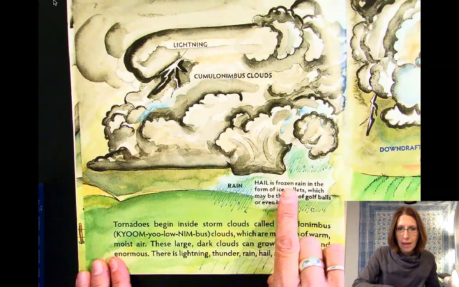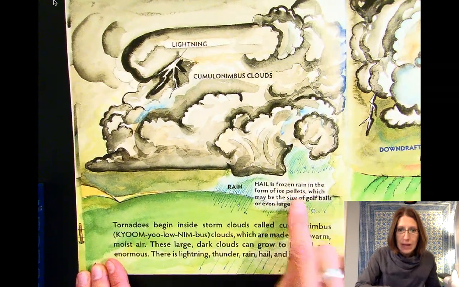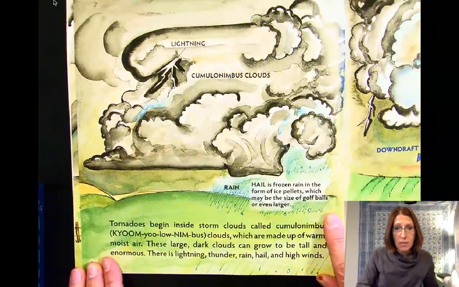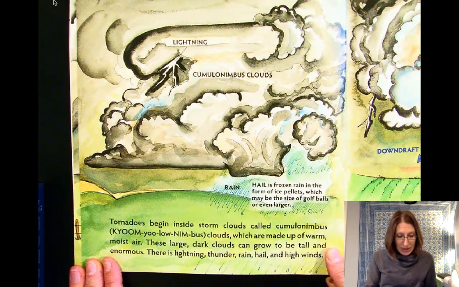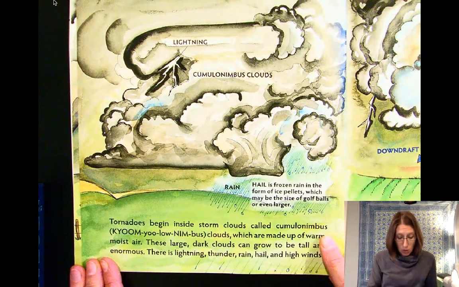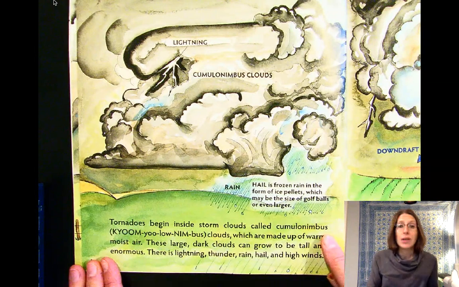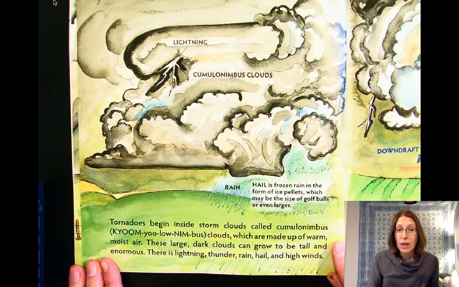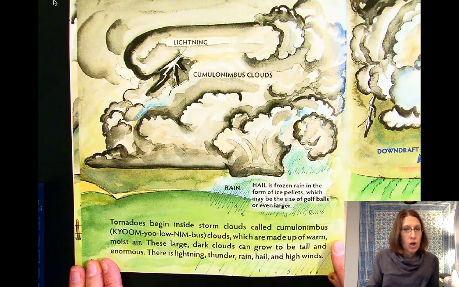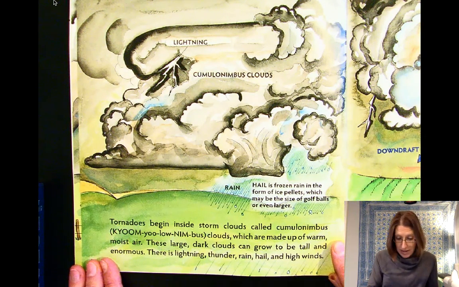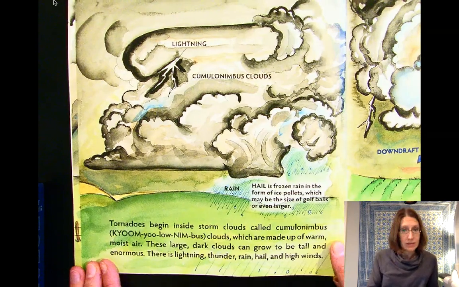Ooh, hail is frozen rain in the form of ice pellets, which may be the size of golf balls or even larger. Tornadoes begin inside storm clouds called cumulonimbus clouds, which are made up of warm, moist air. These large, dark clouds can grow to be tall and enormous. There is lightning, thunder, rain, hail, and high winds.